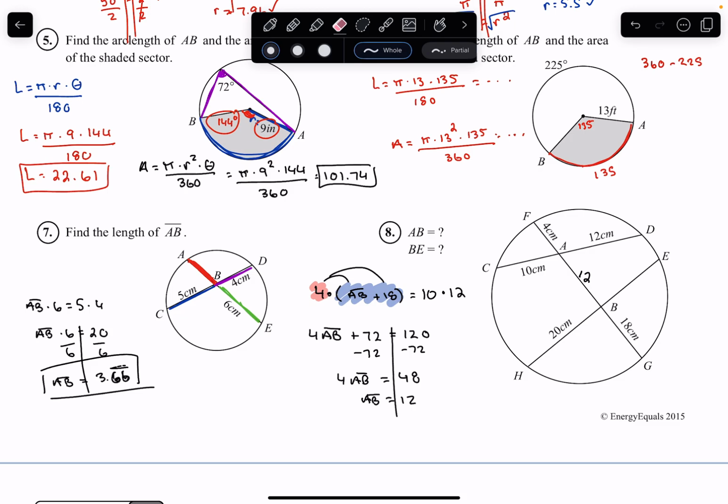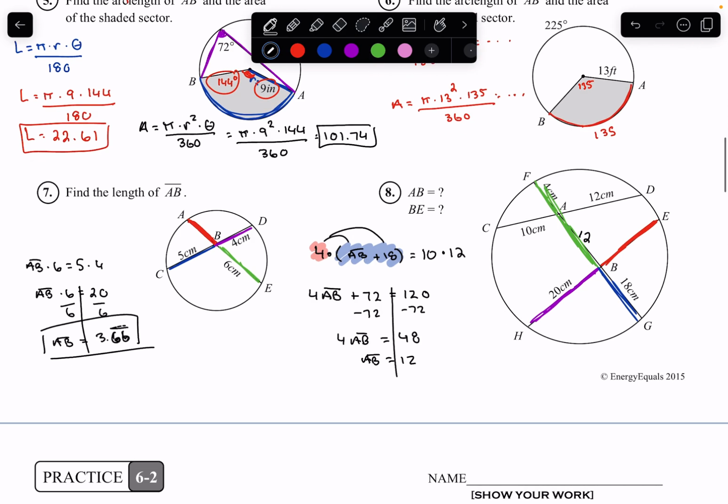All right, now it wants me to find BE. Well, BE is this piece right here. So I want to use that red piece and this purple piece. And now that I know what AB is, I can use this green piece right here and this blue piece to solve for the missing part. So let's go purple times red. So 20 multiplied by red. I don't know what that is. That's BE, right? 20 multiplied by BE is equal to, the blue is 18, the green is 4 plus 12 more, so the green is 16.